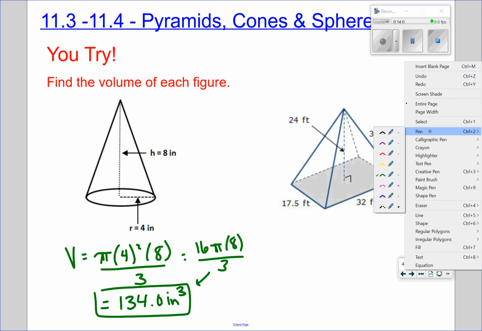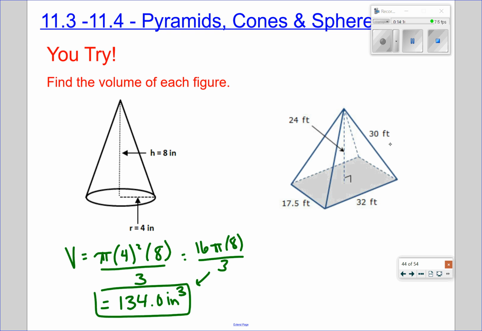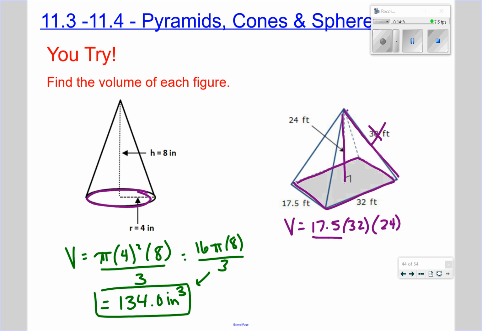For the second one, this would be a rectangular pyramid because the base is a rectangle, while our first one is a cone because our base is a circle. So this one would be area of the base, so 17.5 times 32 times the height of it. Notice this 30 is the slant height. We want this height. So the height would be 24, all divided by 3. So then our volume for this guy would be 4,480 cubic feet. Make sure you are able to get both of those. Hopefully you are by this point.